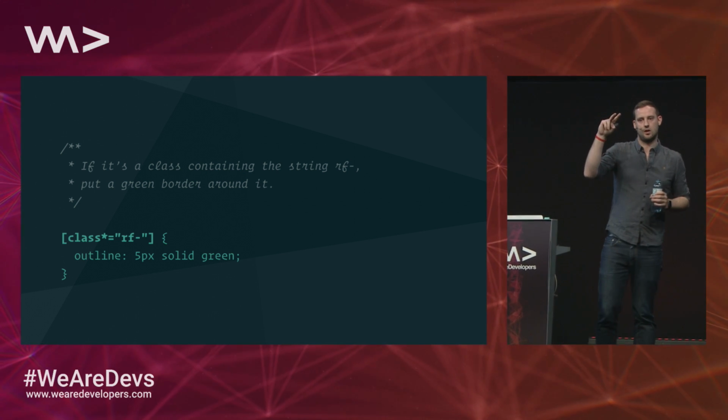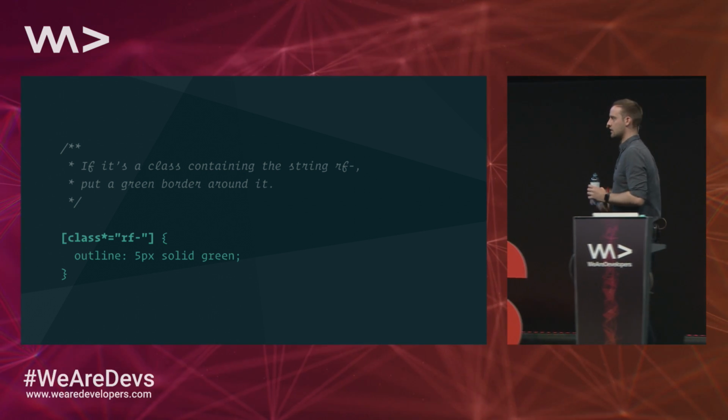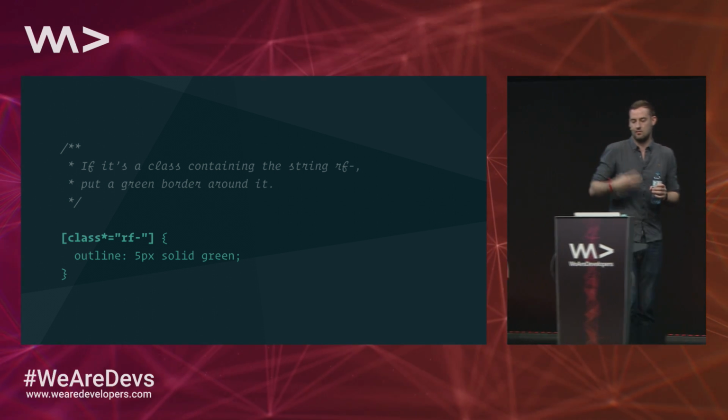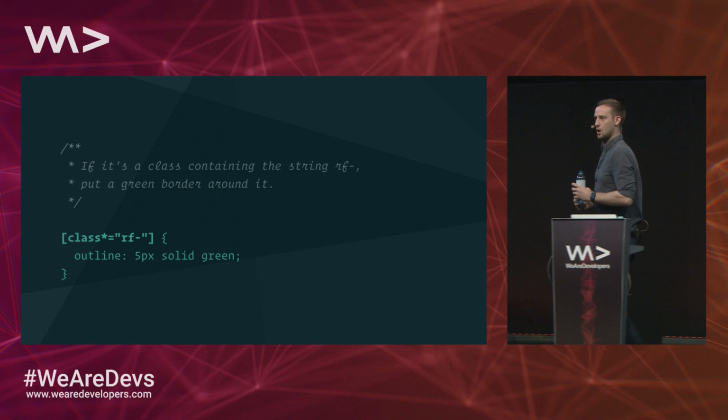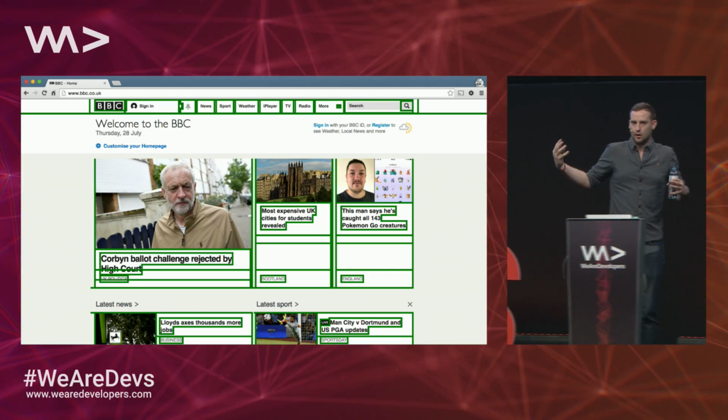Behind a little config switch in your Sass or whatever you're using, turn on a selector like this. If a selector is a class that starts with RF hyphen, just throw a green border around it. That means we might end up looking at a document like this.